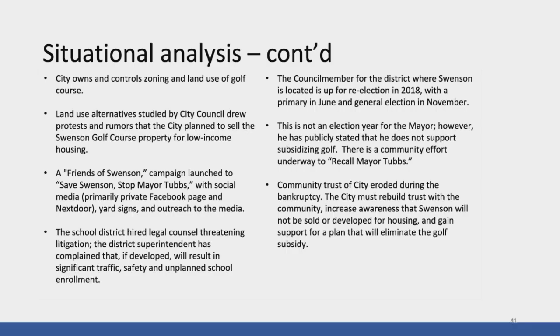The city owns and controls the zoning and land use for the golf course, and a few months ago went to study land use alternatives, which actually drew protests and rumors that the city planned to sell the Swenson golf course property for low-income housing. Immediately, a Friends of Swenson campaign launched with signs that said Save Swenson, some of them directed at the mayor saying Stop Mayor Tubbs, and this primarily launched with social media on Facebook and Nextdoor, but we also saw tons of yard signs and outreach to the media.